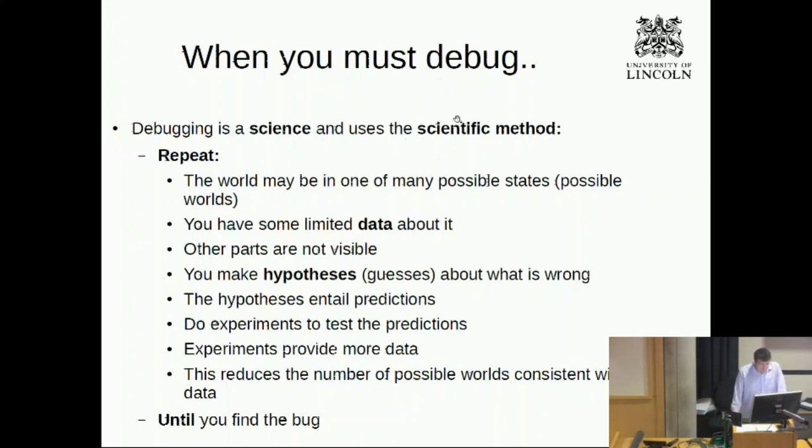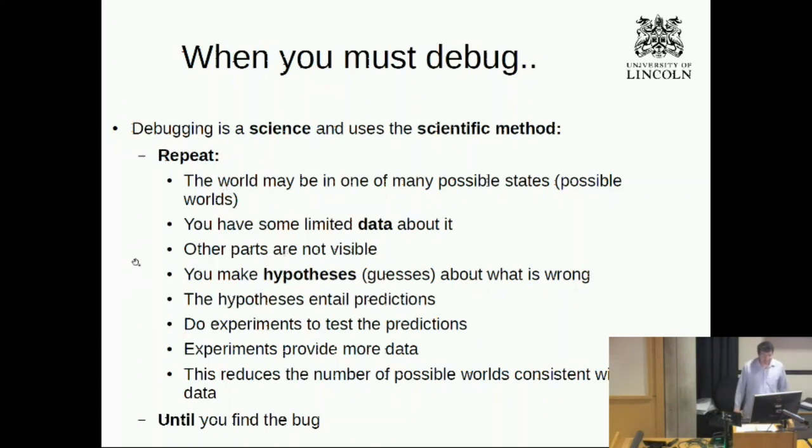So, what is the scientific method? Roughly, it is this. The world may be in one of many possible states. We call these possible worlds, and you don't know which state the world is in. If you knew which state the world was in, you would instantly know the answer to everything. So what you have instead is some limited data about what's going on, known as observations. The rest of the state of the world is hidden from you.